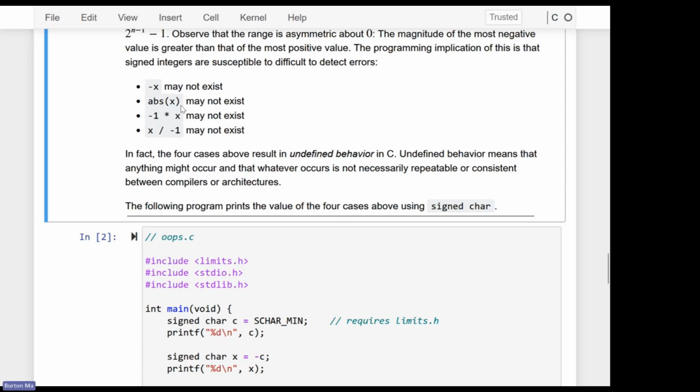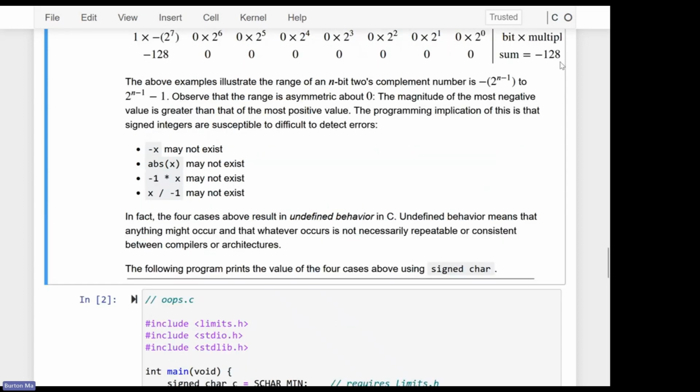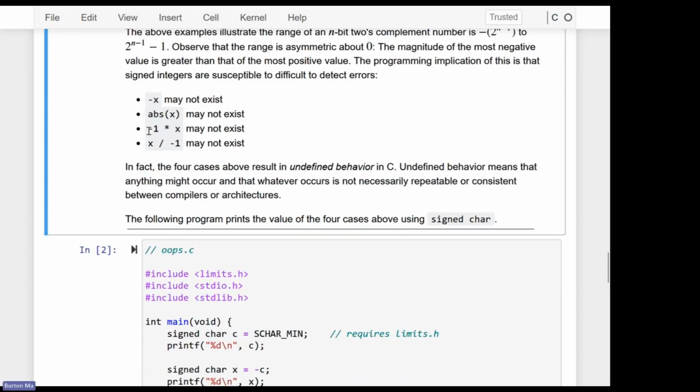You can't take the absolute value of the number without something possibly funny happening. The absolute value of -128 is 128, which you can't represent. You can't multiply the number by -1: -128 times -1 is 128, which you can't represent. You can't divide the number by -1. So notice that you can't even do the most basic arithmetic operations with two's complement and not run into the possibility that the result may not be representable. In the C language, these all result in undefined behavior. So if you have some code that writes -X and X happens to be a signed integer value, it is the case that the value of -X may in fact not be correct.